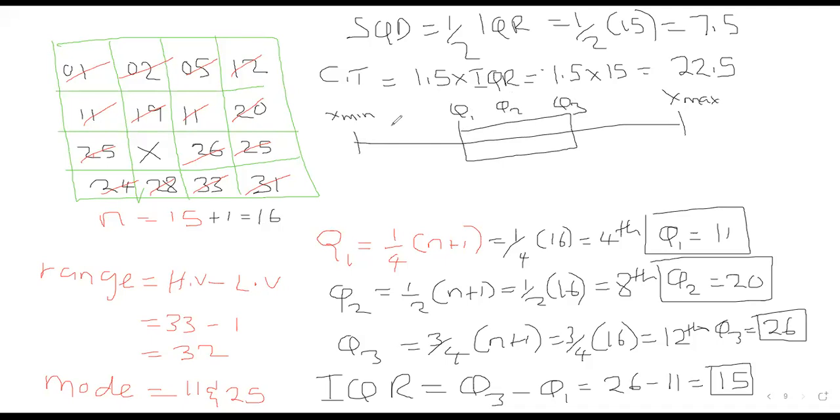Correct. So what is our lowest value of x? 1. And the highest? 33. What is our Q1? 11. Q2? 20. And Q3? 26.